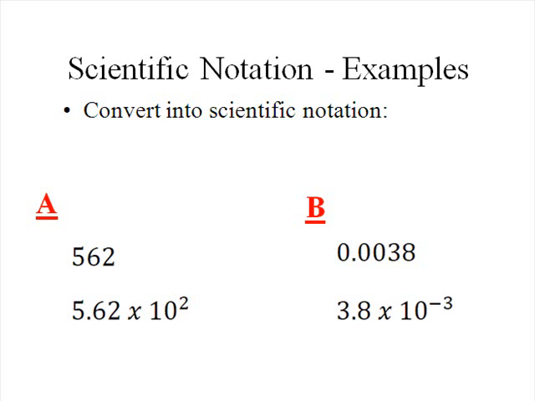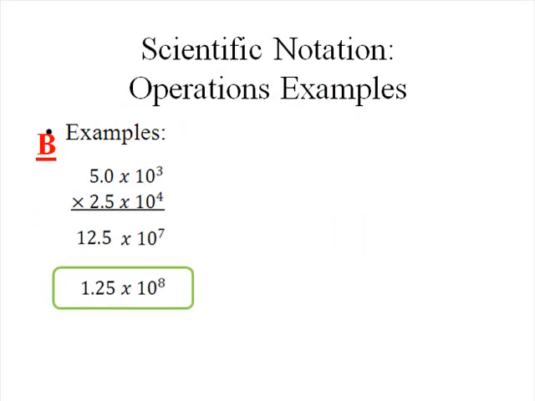Now, what do I do? What's the operational approach that I take in working with scientific notation? Your strategy is as follows. 5.0 times 10 to the third times 2.5 times 10 to the fourth. You sum the exponents, so it's 10 to the seventh, and then you simply multiply the two values together, and that gives you 12.5 times 10 to the seventh.